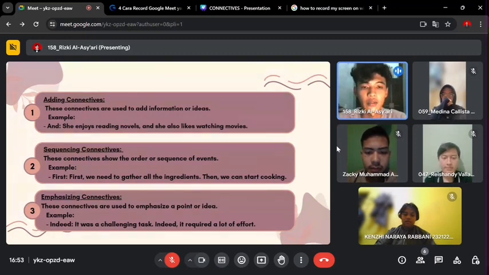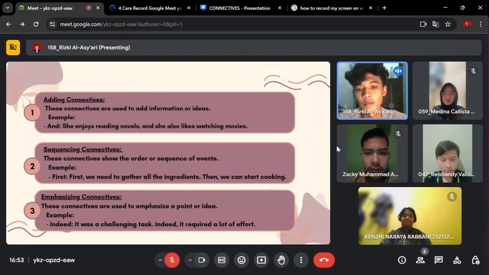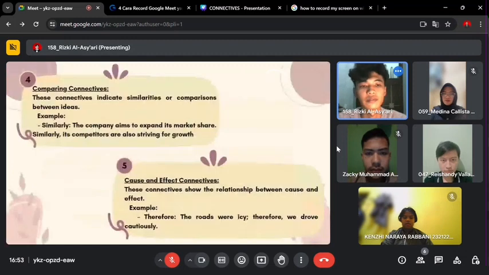And the second one is sequence connectives. These connectives show the order or sequence of events. For example, the word is first. First, we need to gather all the ingredients. Then we can start cooking. Third is emphasizing connectives. These connectives are used to emphasize a point or idea. For example, the word is indeed. It was a challenging task. Indeed, it required a lot of effort.